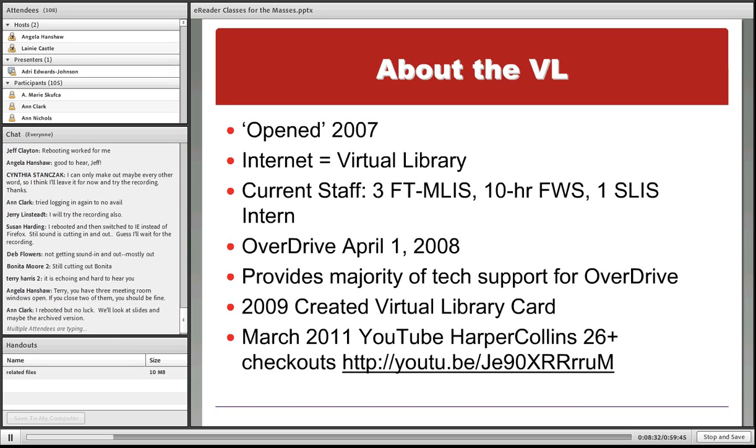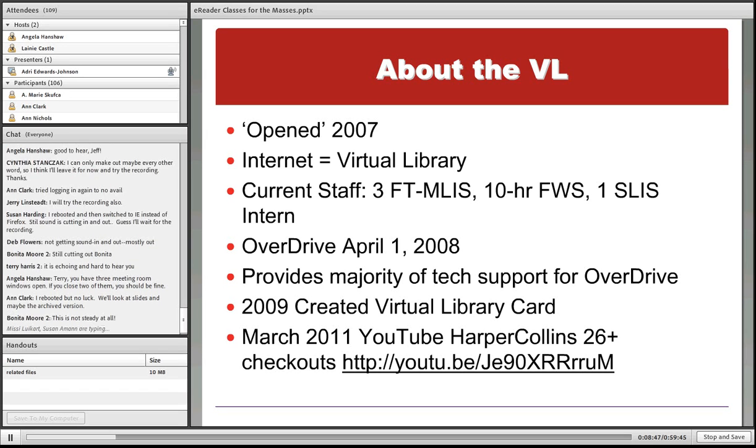In 2009, we created what we call a virtual library card, and those are for people who live, work, go to school, or own property in our service area, but they're unable to make it into the library to apply for a library card. And so these are customers, for whatever reason, who never make it into a hometown library, but the virtual library is the only library that they use. And we have had pretty good success with that.